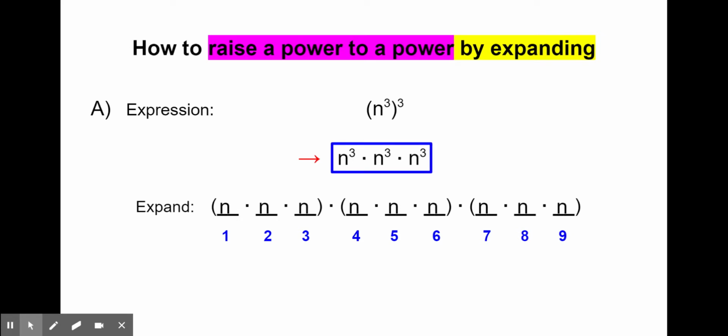Again, if we look at that n to the 3rd power multiplying by itself, as we expand it in that first step, we're really doing n to the 3 plus 3 plus 3 because that's the product rule for multiplying exponents with the same base. That would still give us n to the 9th power. So we could rewrite that, and that's going to be our answer for this one. That's how we can raise a power to a power by expanding the expression.